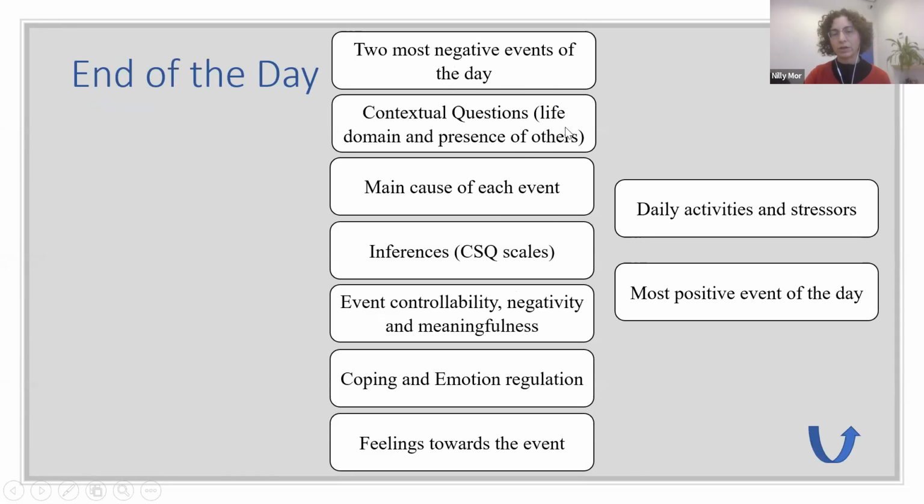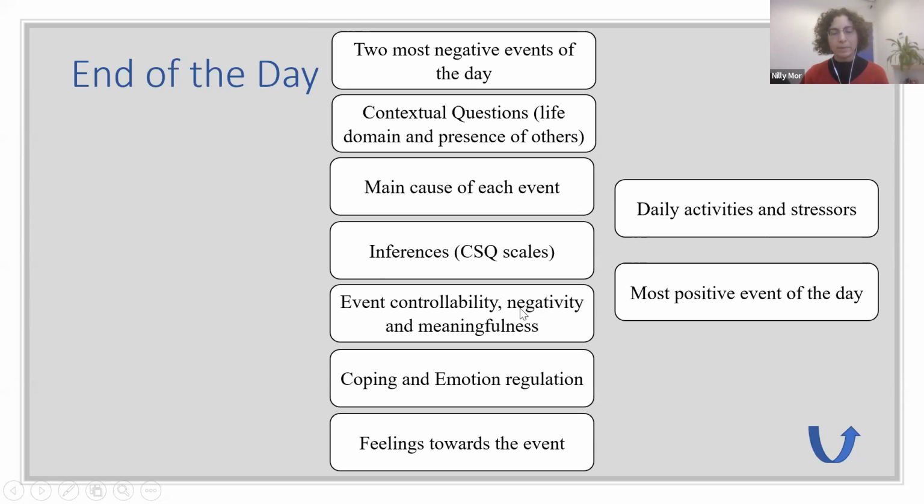So we asked for contextual information, such as what life domain the event was in: was it a family event, an academic event, and so forth. We asked them to describe the main cause of that event. So let's say they said they had an argument. We asked them, please describe what made you have this argument. And then they rated the inference, the main cause, on the CSQ scale, for internality, globality, specificity, stability, sorry.